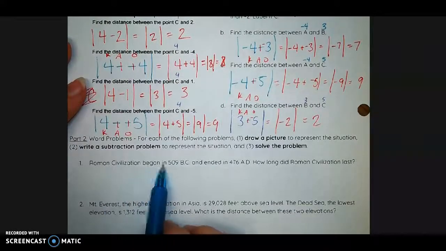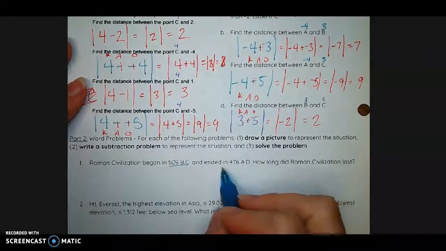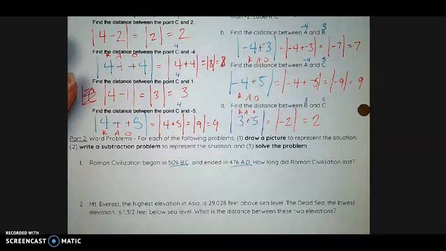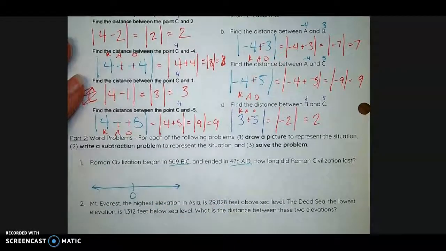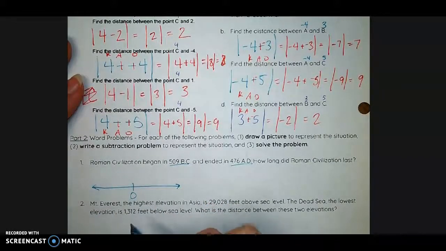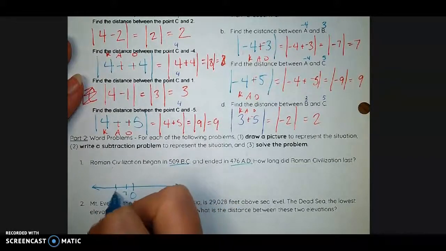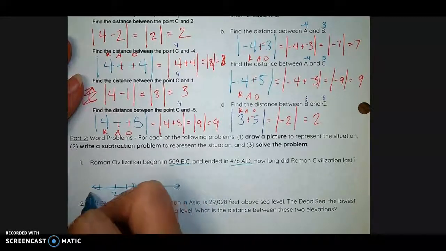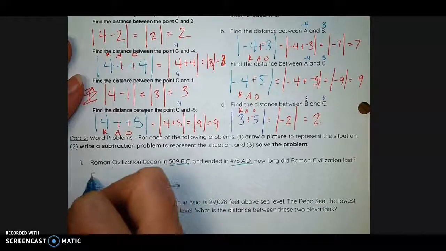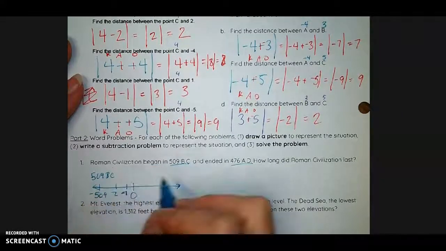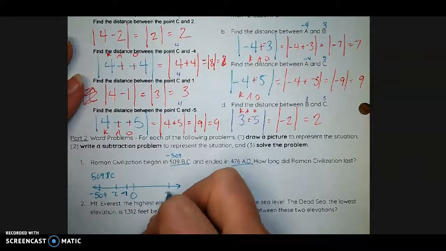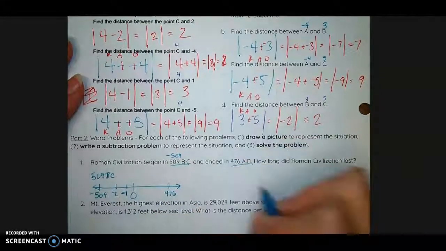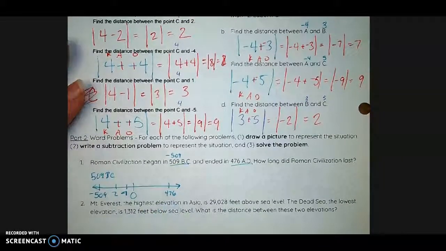So Roman civilization began in 500 BC and ended in 476 AD, and we want to know how long did the Roman civilization last. Well, if I'm looking at a continuum on the number line, there is a year 0. Now, BC is back here, which means that it goes -1, -2, and it's going to go all the way back. So think of 509 BC as -509, which means that 476 AD, which is the side of the number line we are currently on, is going to be a positive number.